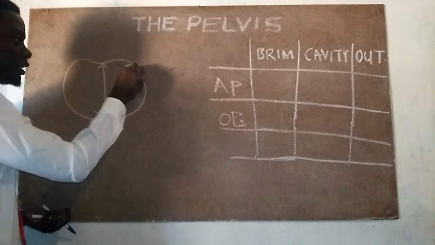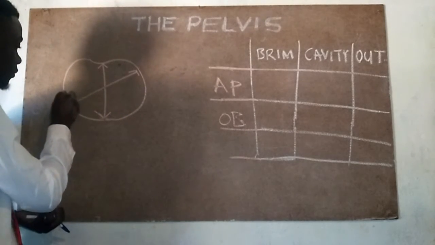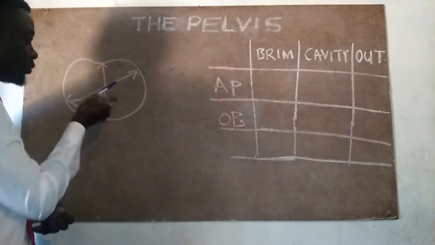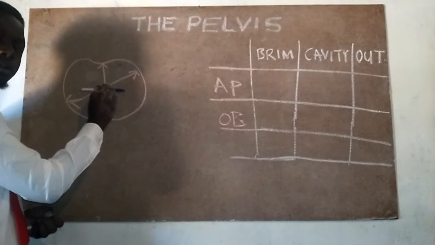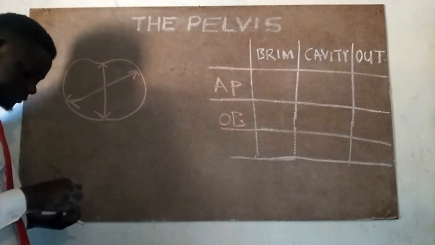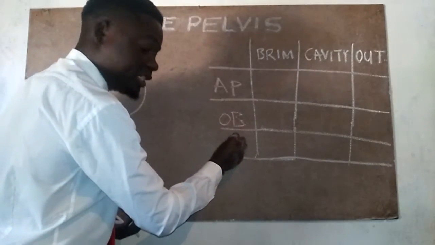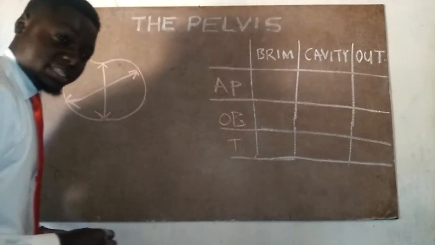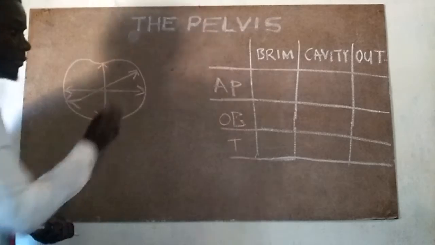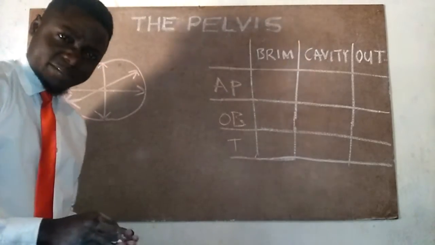So this is the oblique diameter. And the other one is going to run like this. This is the transverse diameter. So we'll denote it with a T. That's the transverse diameter. So this is the transverse diameter.